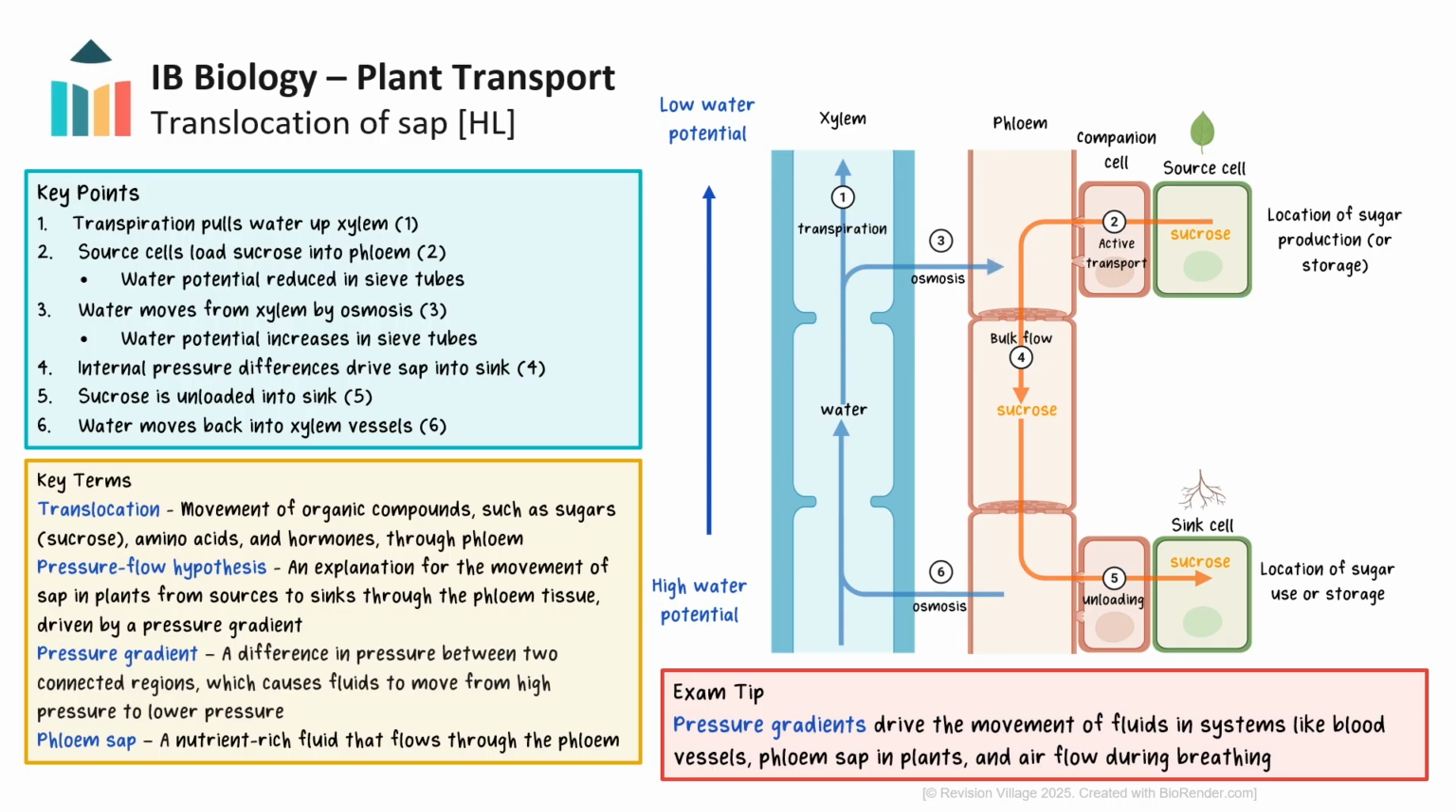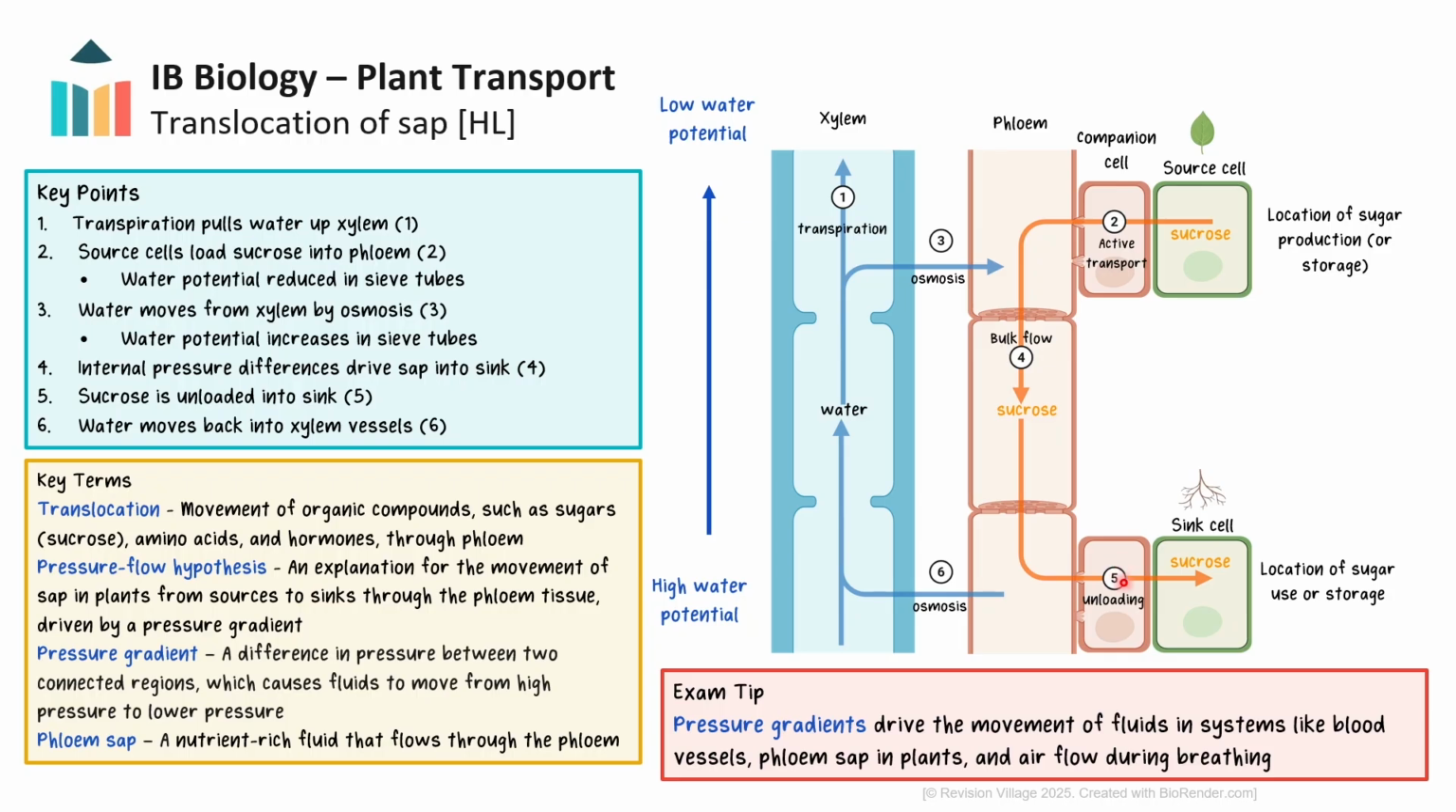Since water flows from areas of high to low water potential, the influx of water creates a high internal pressure in the phloem at the source, which drives the mass flow, shown here at 4, of sugary sap towards areas of lower pressure, known as sinks. These are parts of the plant that use or store sugar, such as roots, fruits, or growing tissues.